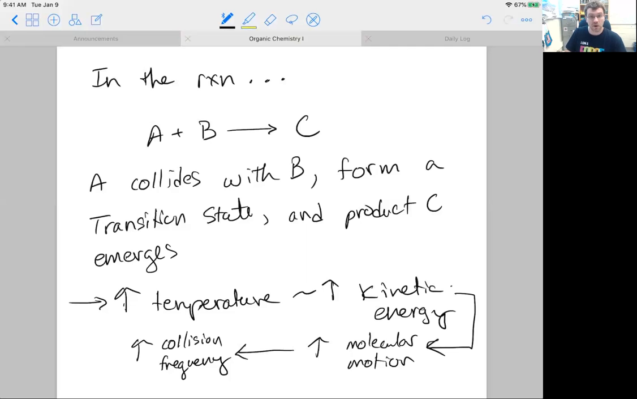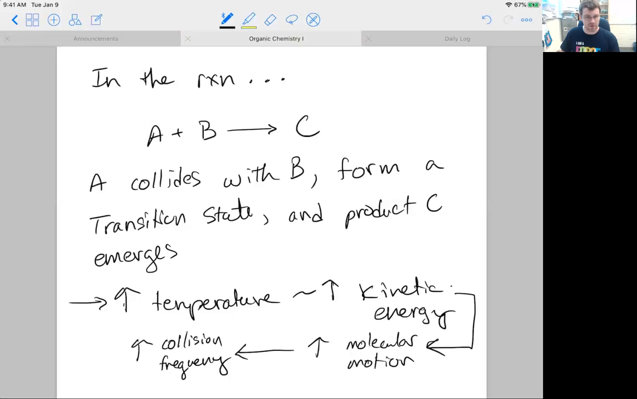And so more temperature, more kinetic energy, more movement, more collisions, more reaction. Okay, so that's where that intuition comes from. You could do the exact opposite for cooling. As you cool things down, you decrease movement, you decrease kinetic energy, you decrease collision frequency, you decrease the likelihood of a reaction actually occurring.